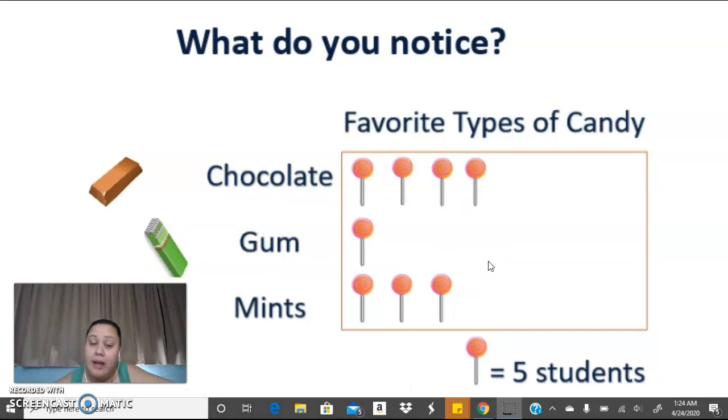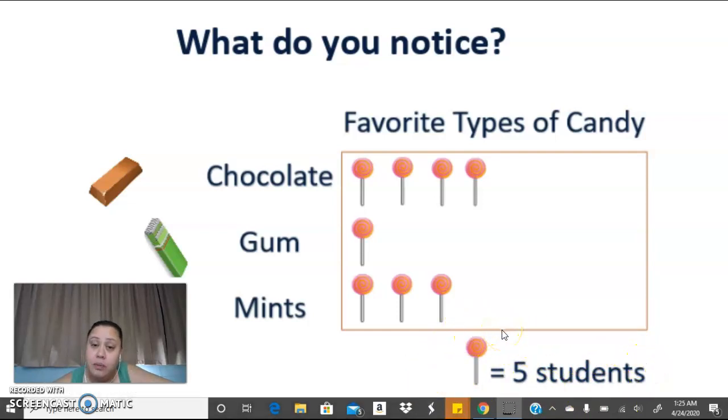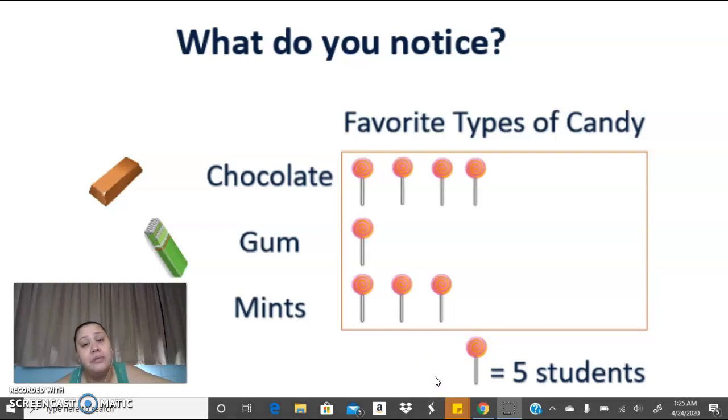Now, what you may have been used to in first and second is that you would just count, oh, the vote for chocolate was 4 because there were four lollipops there. The vote for gum was 1, the vote for mints was 3. This is where you need to pay attention to the key. The level of difficulty is going to increase a little bit, because how strong your multiplication is will be how efficient you will be when answering these questions, because each lollipop actually here counts as 5. So one lollipop counts as 5 votes.